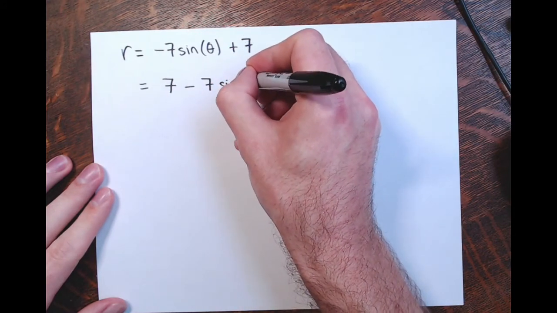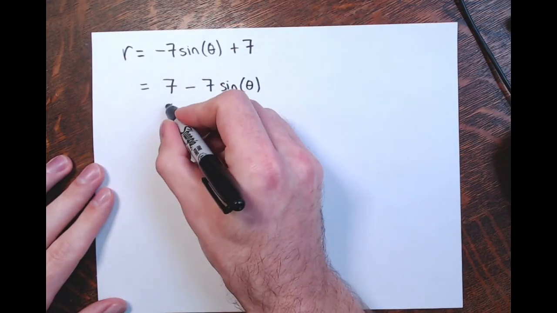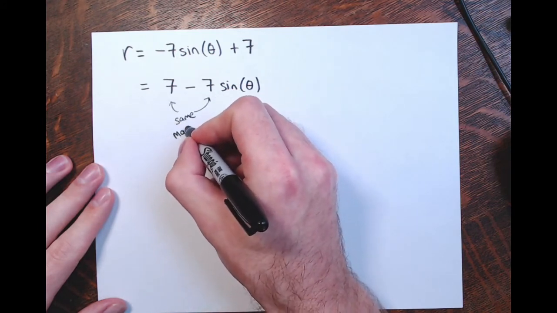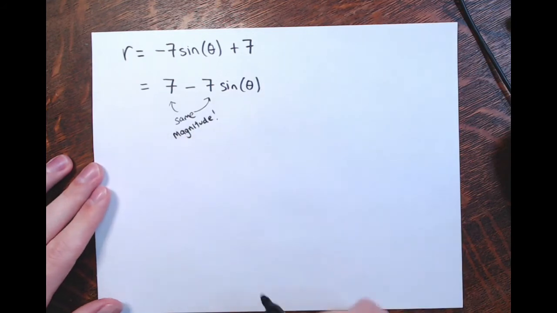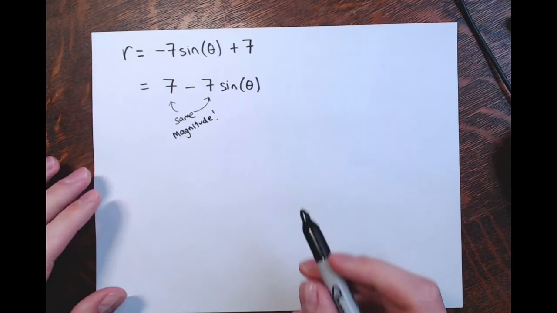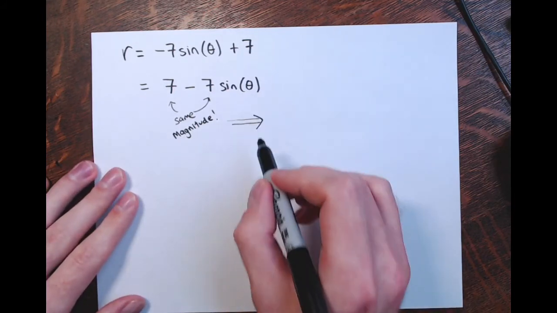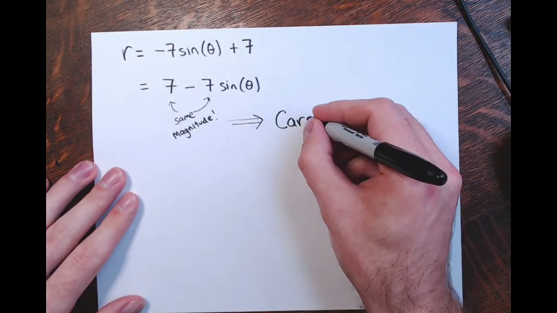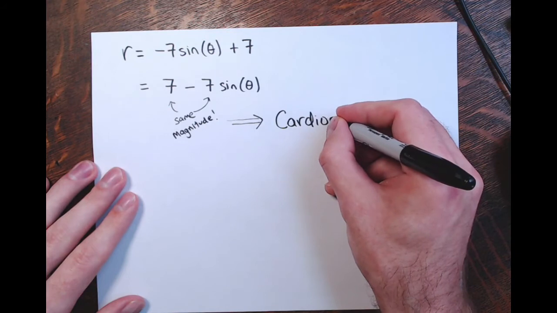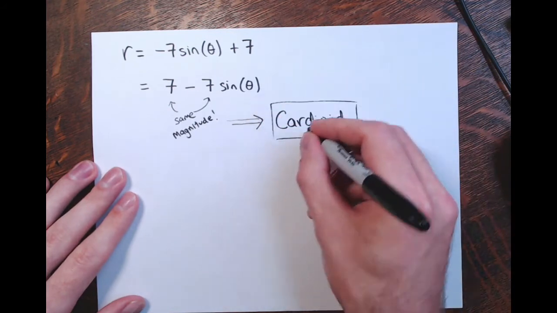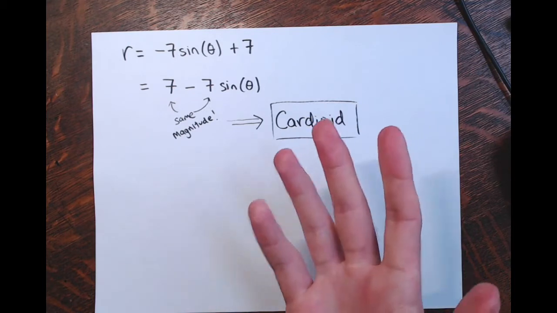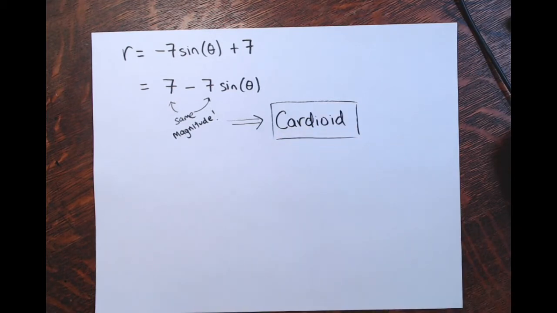But notice that these two have the same magnitude, right? The same magnitude, the same absolute value, whatever you want to call it. And if that's the case, the graph of this thing is going to be one of those cardioids, or those heart-shaped graphs. So I know what the graph's supposed to look like. Now let's just graph it and see if I do get that shape.